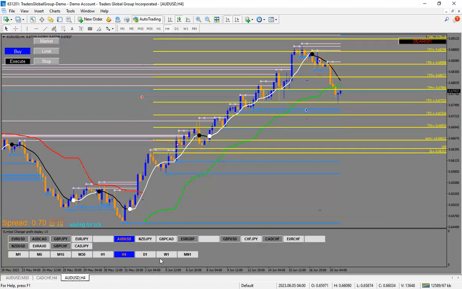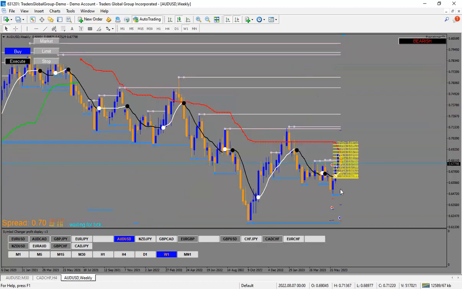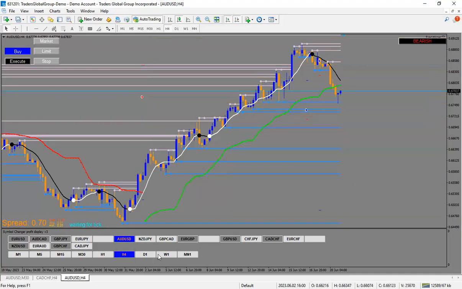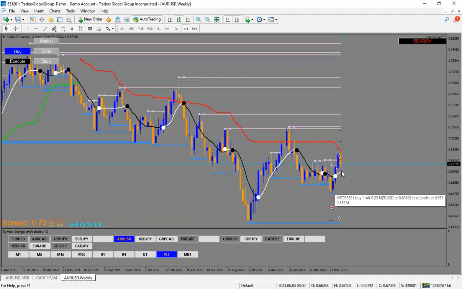I went to my weekly zone, and let me close this. When I look at my weekly, because I have a red value line here, it means that I'm trading against my weekly trend. This is actually for stage 2. This is how I filter my trades. I'm trading against my weekly trend.